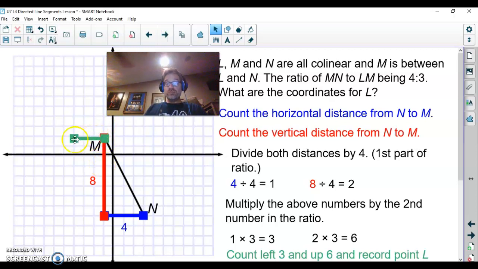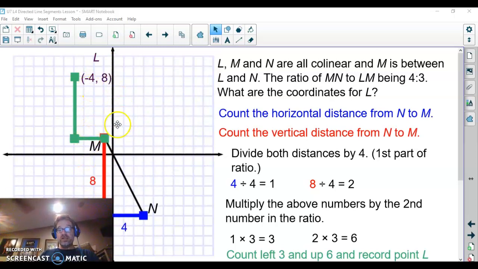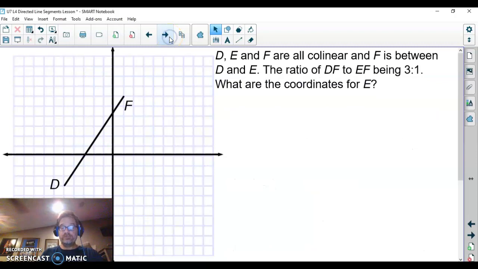So we're going to go 1, 2, 3 to the left. 1, 2, 3, 4, 5, 6 up. Right here is where point L is. L is -4, 8. From the origin, it went 4 left and 8 up. So, our M to N counted by 4s. We did one group of 4s, we did 2 groups of 4s. L to M is going to count by 3s. That means we have one group of 3s. 1 times 3 is 3. We have 2 groups of 3s. 2 times 3 is 6. So 3 this way, 6 this way. We're at -4, 8. Let's try another one.